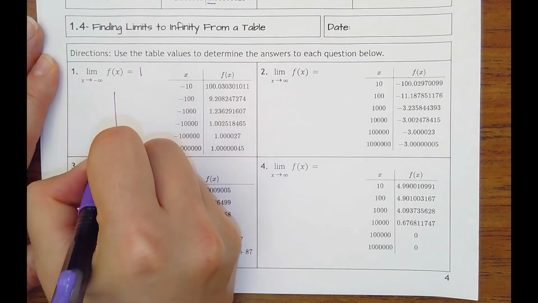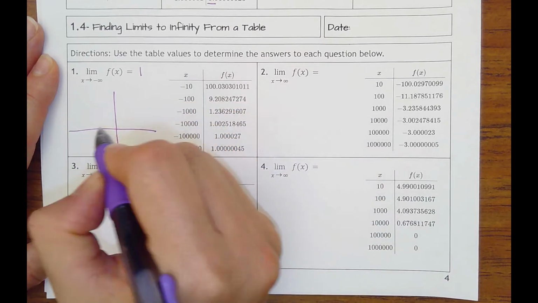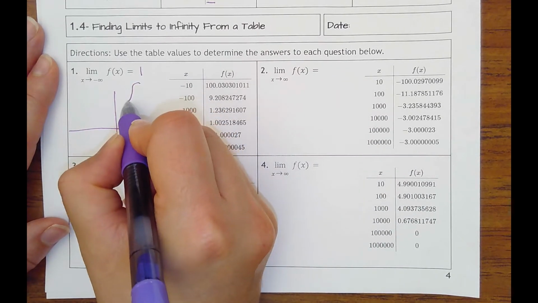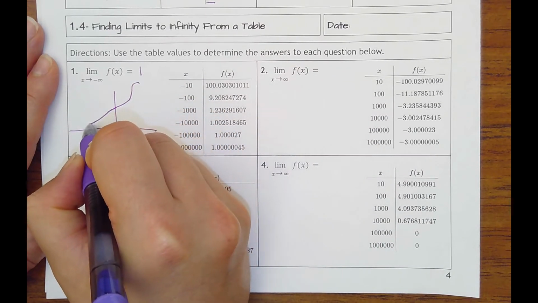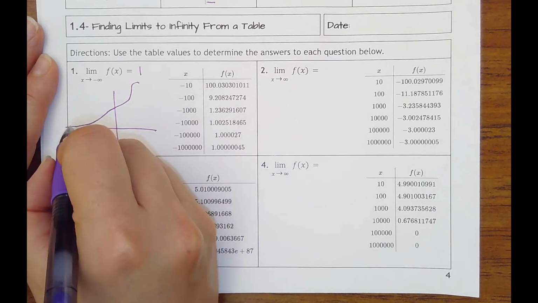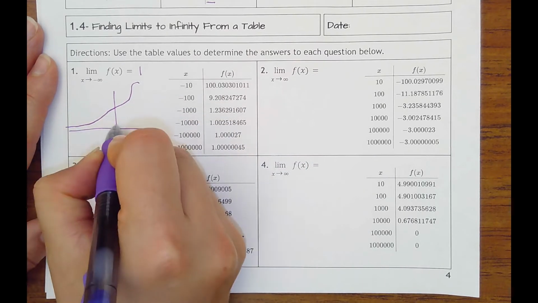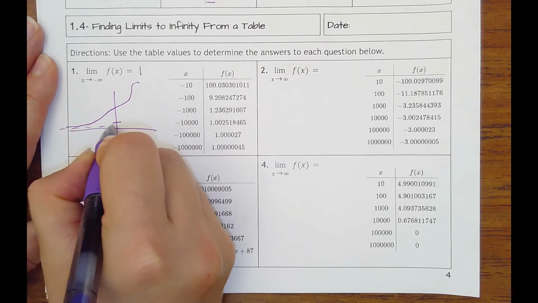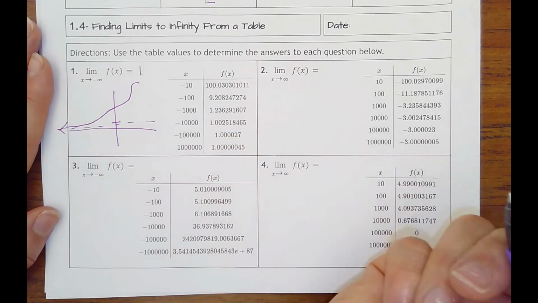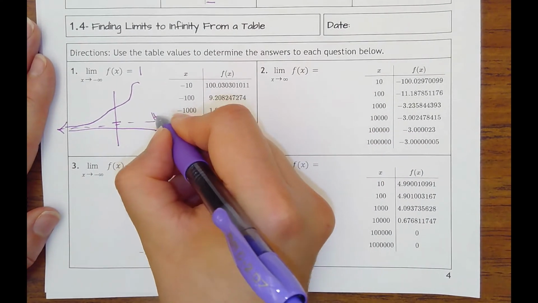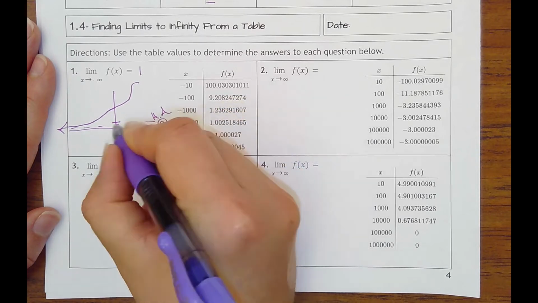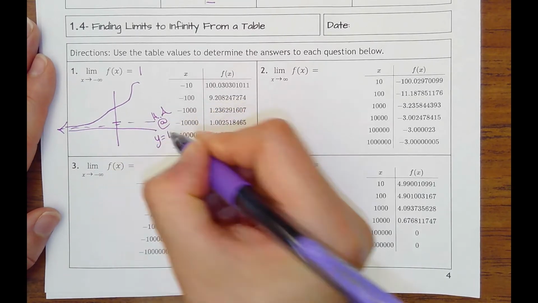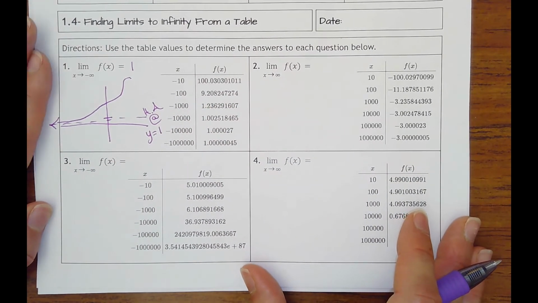So what's happening here is I've got my function. I don't know what it's doing up here, but I know it's coming from really high, and as I'm approaching negative infinity, so as I'm going this way, I'm getting to a y value of 1. So that would make a horizontal asymptote here at y equals 1. You're going to need to know that in the future.